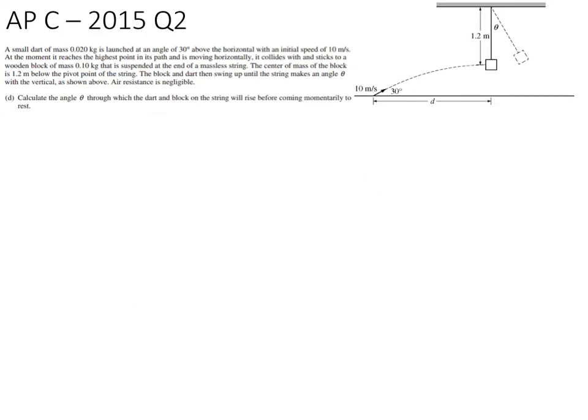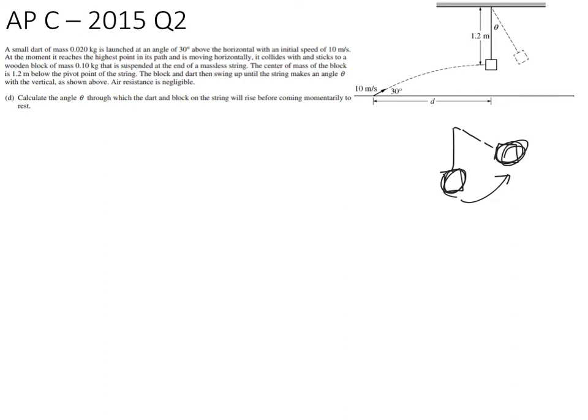Alright, now they want us to find the angle at which the dart and block on the string will rise before coming to rest. Now this one's a little bit trickier. So, first, let's see how we want to do this. We have a block going from here to there. It's going from moving down here to being at rest here. Somewhat like a pendulum.